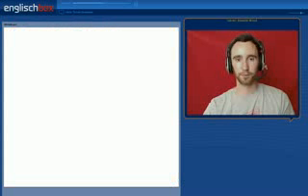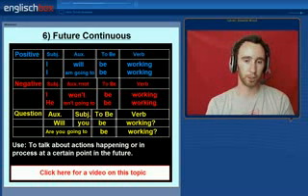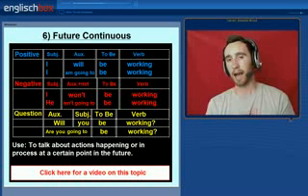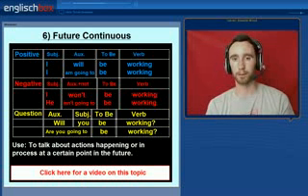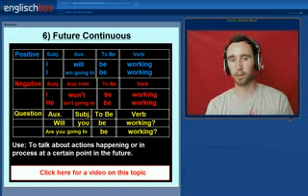Okay. Moving on. The future continuous. We use the future continuous to talk about actions happening at a certain point in the future. For example, I will be working, or I am going to be working at 5 o'clock tomorrow.